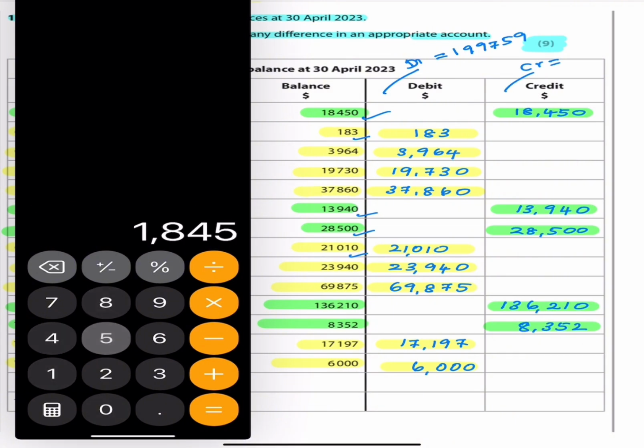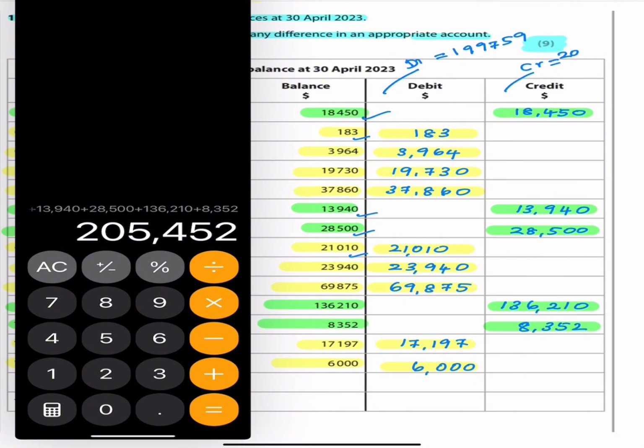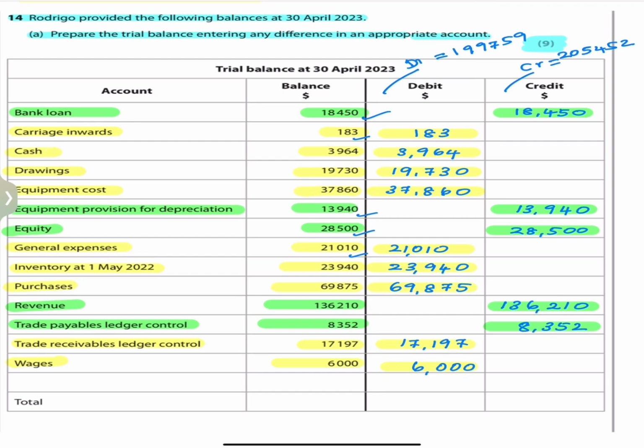18,450, 13,940, 28,500, 136,210, 8,352. Therefore, the total of the credit side is 205,452. As you can see, the credit side total is greater. Write that in the total because debit isn't equal to credit. So let's write that in the total.